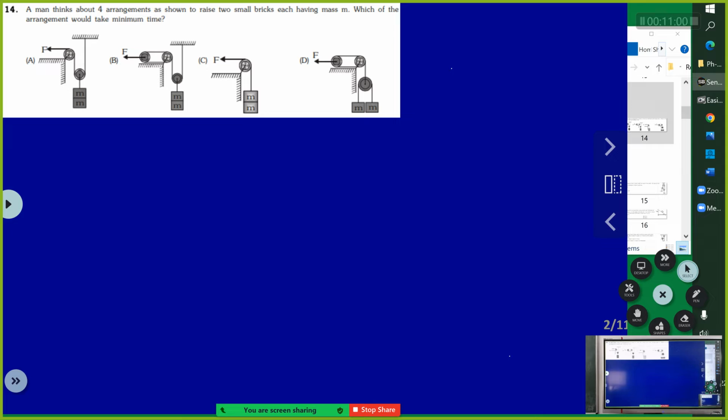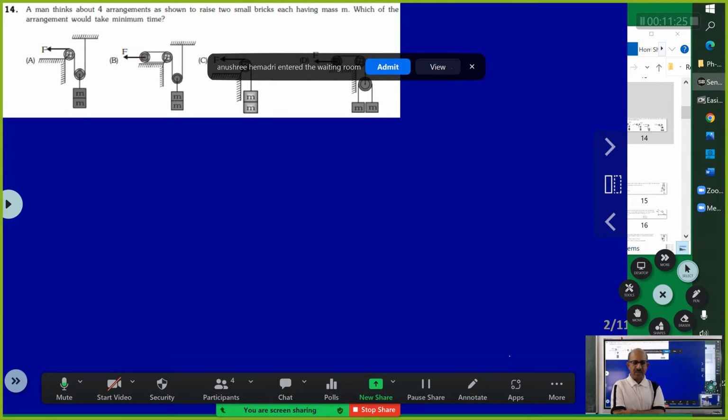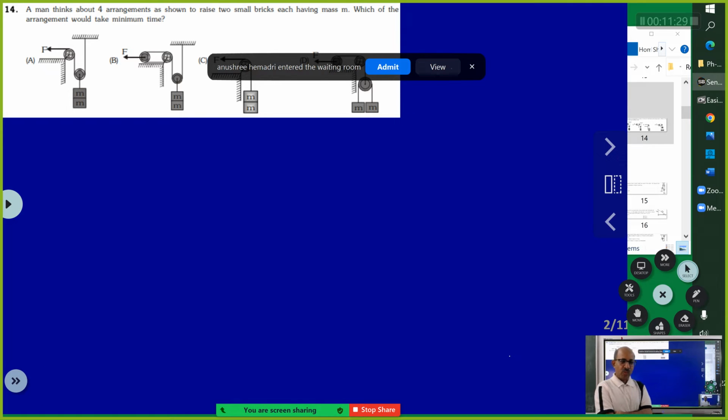So there are 4 arrangements, each having mass m. Which arrangement will take minimum time? All are going to go up, and it will go up if there is net force, because it's being pulled. What will take them up faster? More force, more acceleration. Whichever has more acceleration will go faster. So which has more force will have more acceleration.